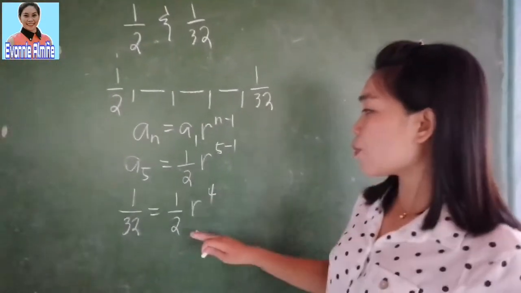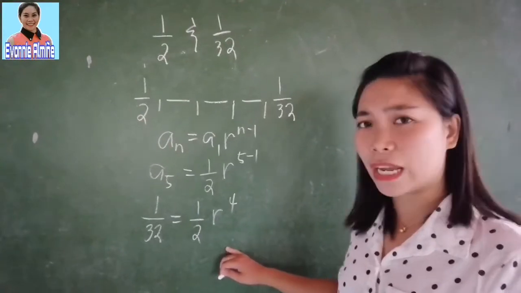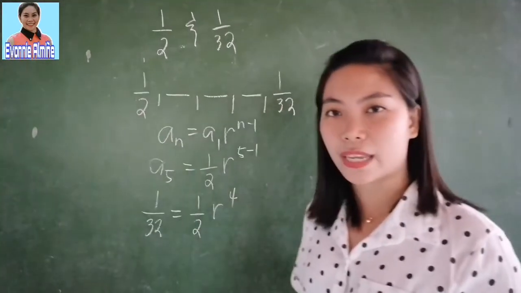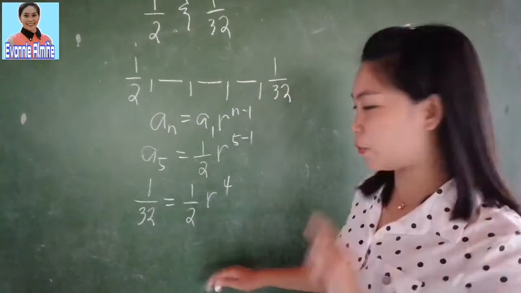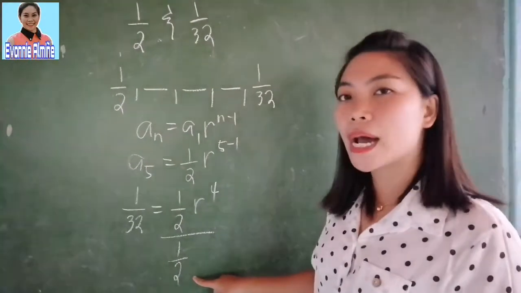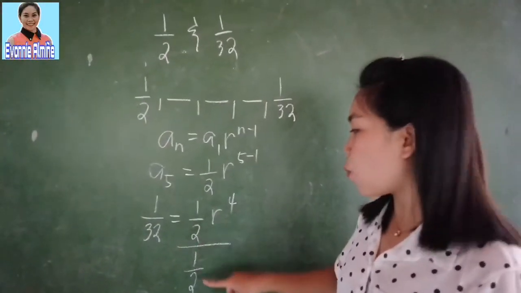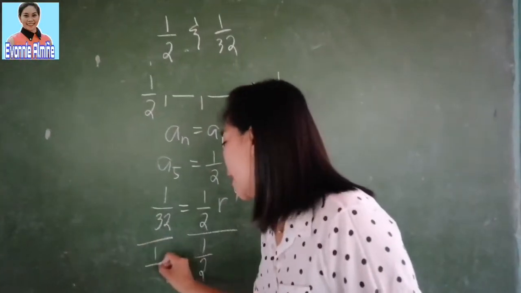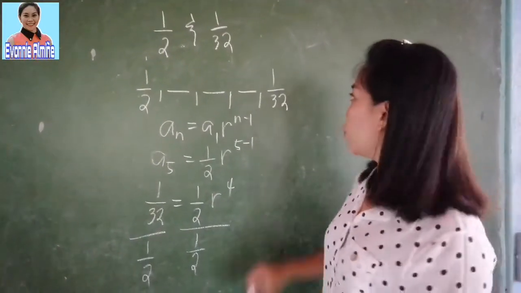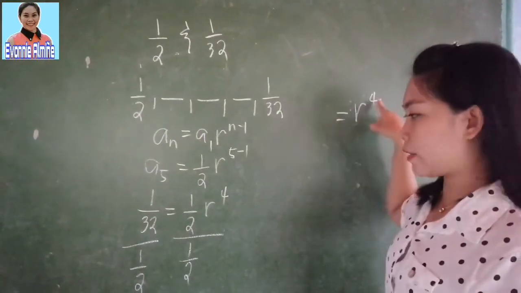Now, how are we going to solve this? It's quite complicated, di ba? Kasi nga fraction. Medyo mahirap kapag fraction. But don't worry, madali lang to. Promise ko yan sa'yo. So, let us divide both sides by 1/2 para ang kanyang numerical coefficient would be equal to 1. 1/2 divided by 1/2, of course, that is equal to 1. So, we only have now r raised to 4.